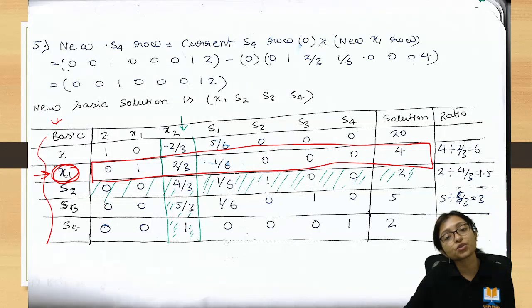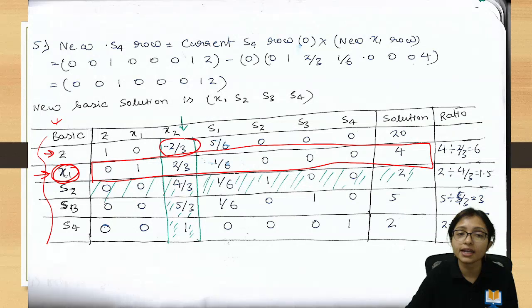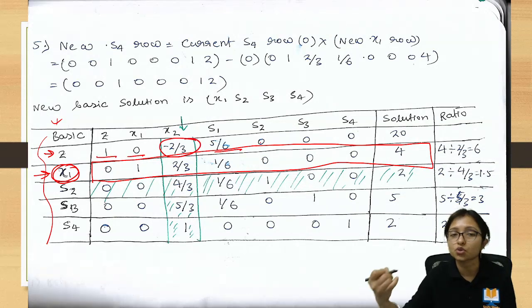How long we should continue the process? We have to take the z row. When there is a negative value, I have to continue. You can see only one negative value is there. This is also positive. This is 0. This is positive. So only x2 is left. This is your entering variable.